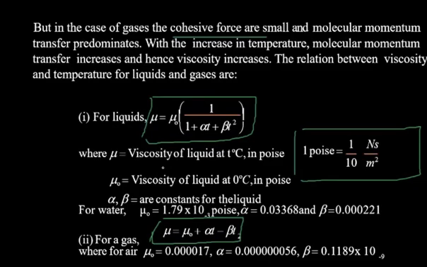For liquids, mu is equal to mu naught into 1 divided by 1 plus alpha t plus beta t square. And for gases, whenever they ask about the variation with temperature, you have to write this equation and mention what the terms are: what is mu, what is mu naught, what is alpha. So mu is equal to mu naught plus alpha t minus beta t square. This was about the variation of viscosity with temperature.